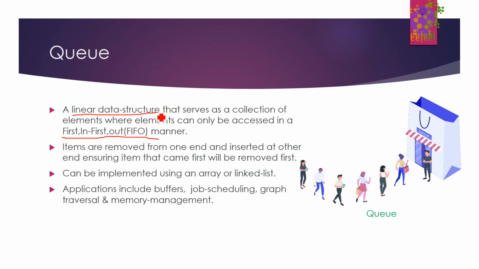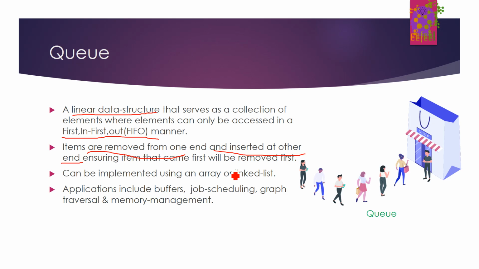Linear data structure means data can be accessed linearly, wherein the collection of items can be accessed in first out manner. So the item that came first would be the item that goes out of the queue first. And this is how it happens. Normally items are removed from one end and inserted at the other end. So usually items are inserted at the rear end and removed from the front end, ensuring the item that came in first is removed first.